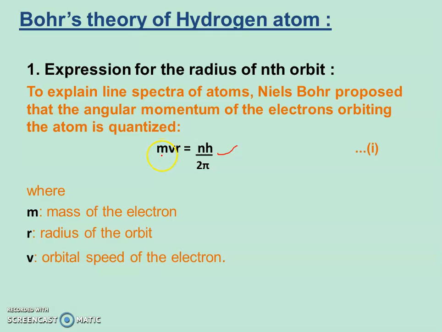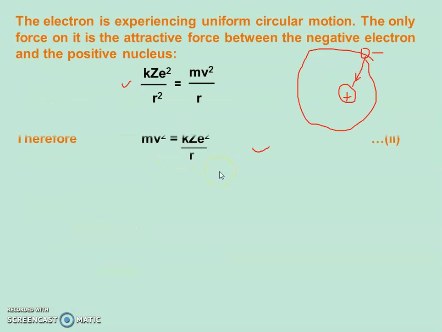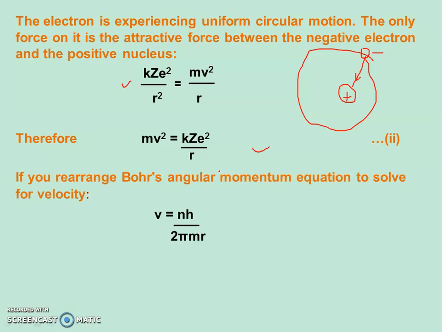In the previous equation, there was mvr is equal to nh by 2 pi. So we get the two equations. Now from these two equations we can find the value of r. Right. Now we are arranging the first equation like this: V is equal to nh by 2 pi mr. This is from equation 1.